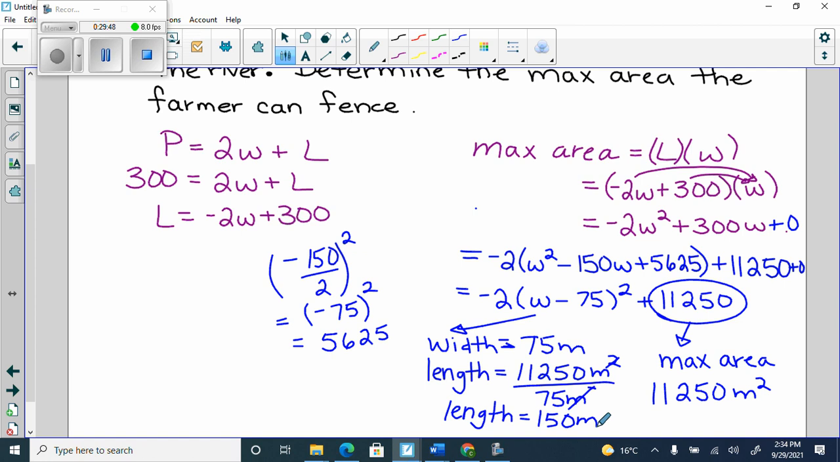So if I want my dimensions, they are 75 meters by 150 meters.